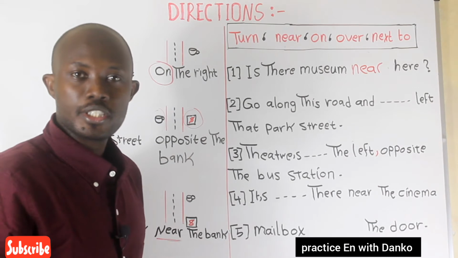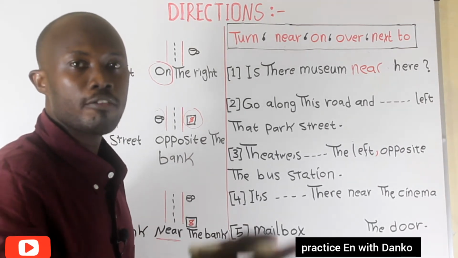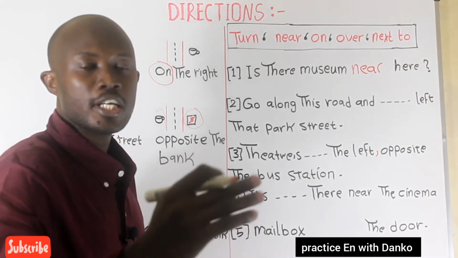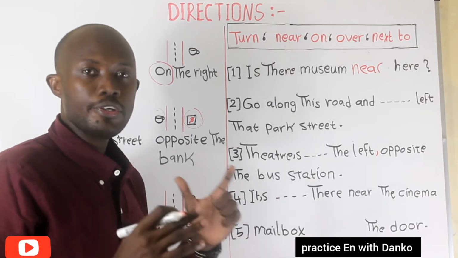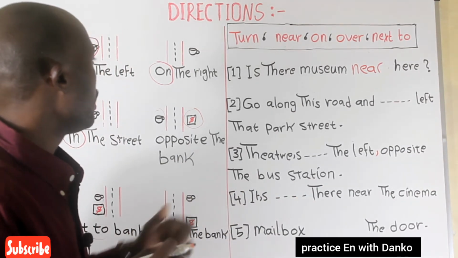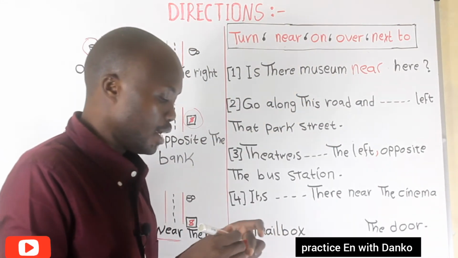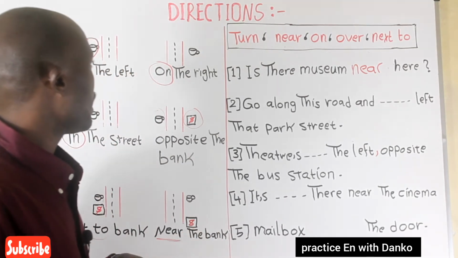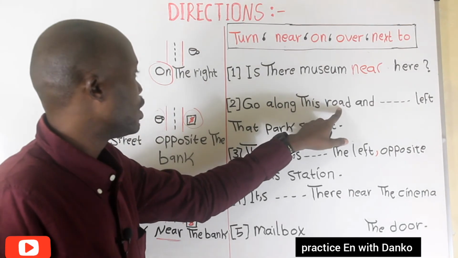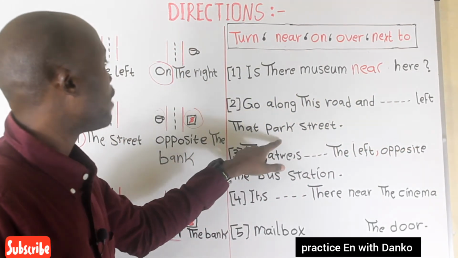If you ask the question, you can say yes, there is a museum over there. Or the museum is next to the street. Or the museum is opposite the bus station. Is there a museum near here? This is the question. Great. Number two: go along this route and gap left, that is Bar Street.